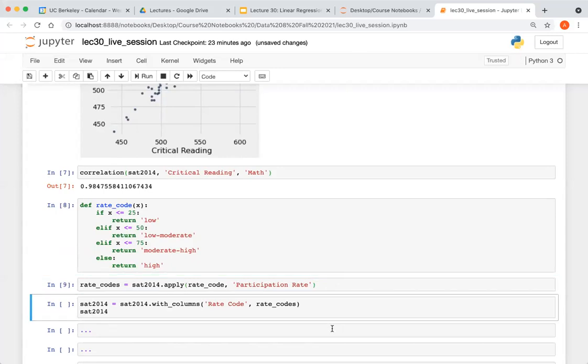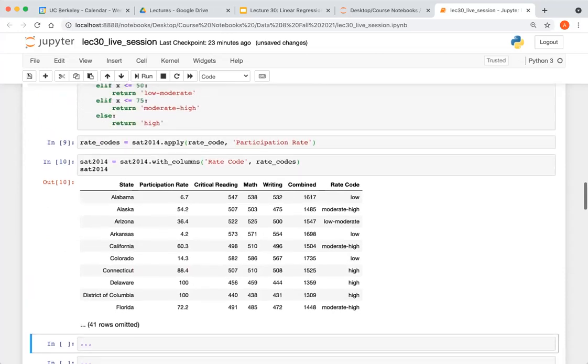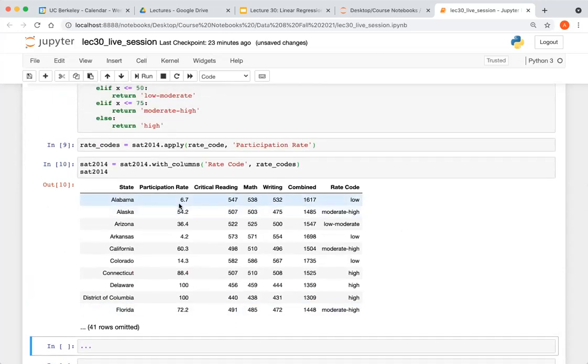And so what I'm going to do is augment my SAT 2014 table with a column of these rate codes. So let's take a look. Okay. So Alabama had just a 6.7% rate, and so it comes out as low. Delaware 100% is high. California 60.3, greater than 50, is moderately high. And so now you see that we have our coding here.